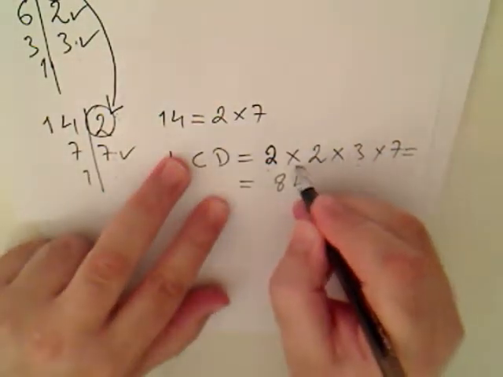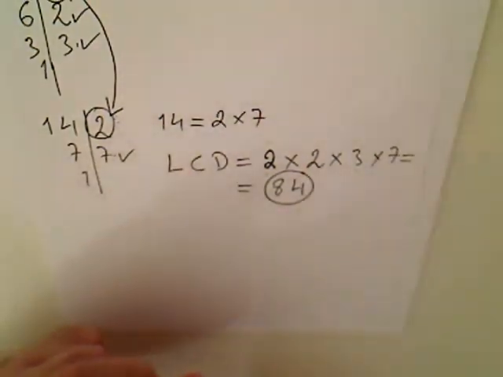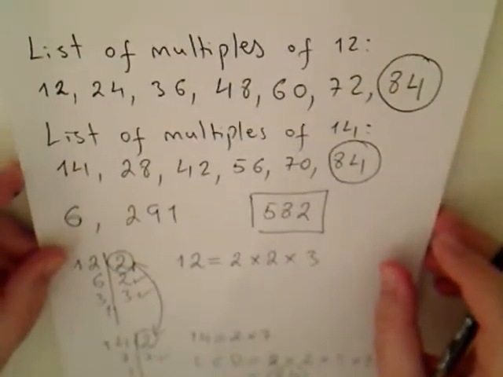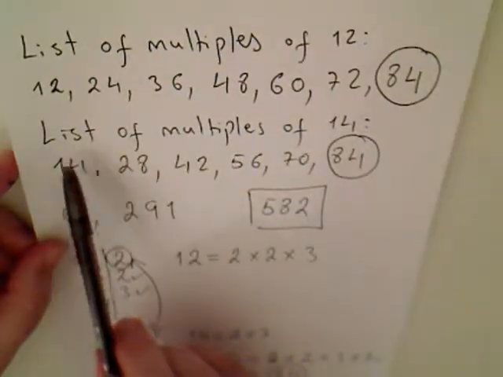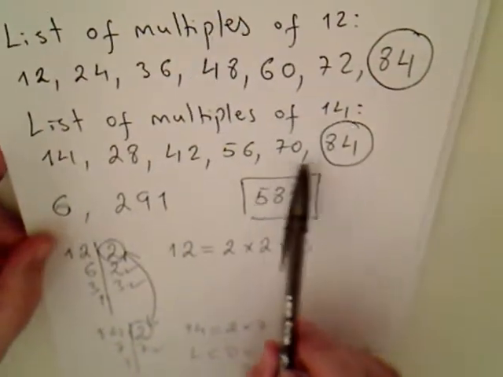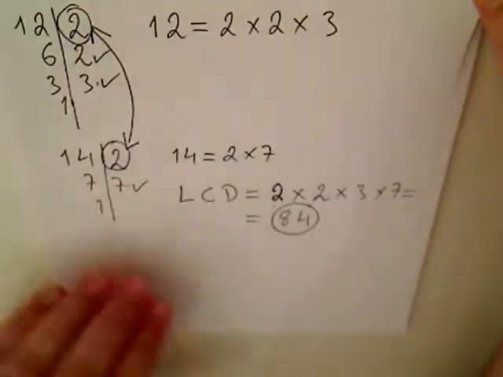Okay, here we are. We found 84. 84 was the number that we found when we made the list of multiples of 12, and then the list of multiples of 14, and we got 84. And this is another method, using prime factors.